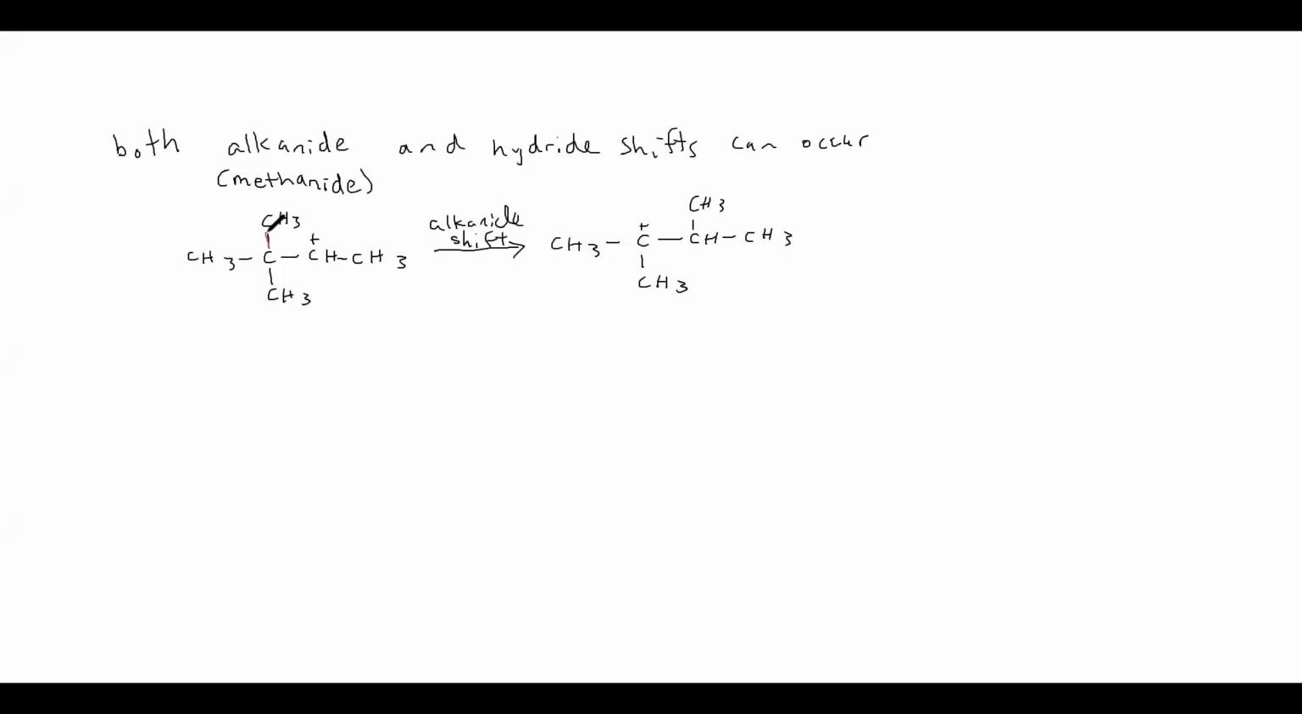So there's the bond, right? That's shifting over here. And so this one is specifically a methanide. But if we had, say, instead of methyl groups here, we had ethyl groups, an ethyl group could shift, and we would call that an ethanide. And here we went from a secondary carbocation to a tertiary carbocation.